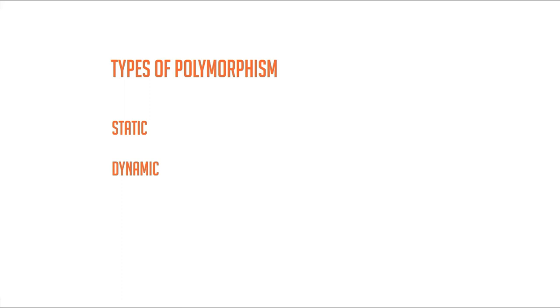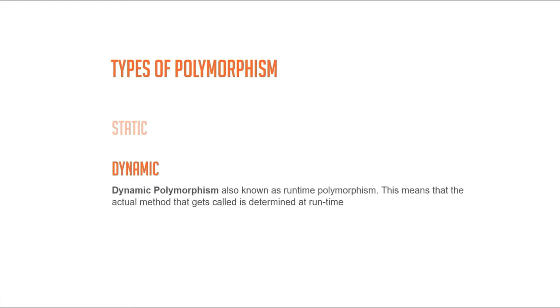There are two types of polymorphism, static and dynamic. Static polymorphism is easy to understand compared to dynamic. I am not going to discuss this in this video, as there are a lot of videos and articles which clearly explain this. This series will be mostly about dynamic polymorphism, also known as runtime polymorphism. This means at compile time, the compiler does not know which method will be called. The actual method that gets called is determined at runtime.